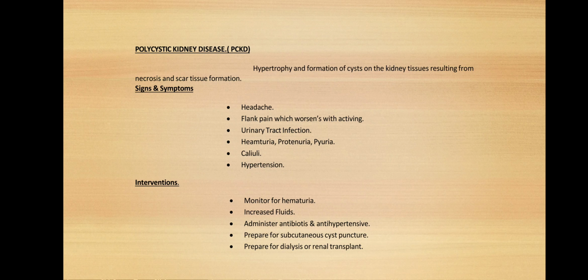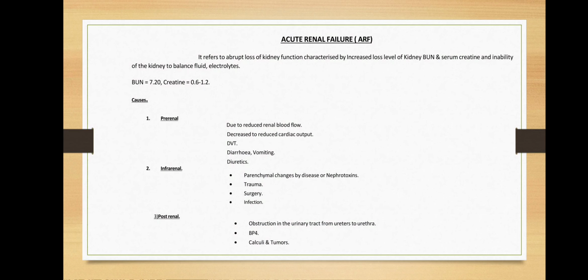Third one, polycystic kidney disease: hypertrophy and formation of cysts of the kidney tissue resulting from necrosis and scar tissue formation. Signs and symptoms: headache, flank pain which worsens with activity, urinary tract infection, hematuria, proteinuria, pyuria, calculi, hypertension. Interventions: monitor for hematuria, increase IV fluids after antibiotics and administer antihypertensive medications. Prepare for percutaneous cyst puncture. Prepare the patient for dialysis or renal transplantation.